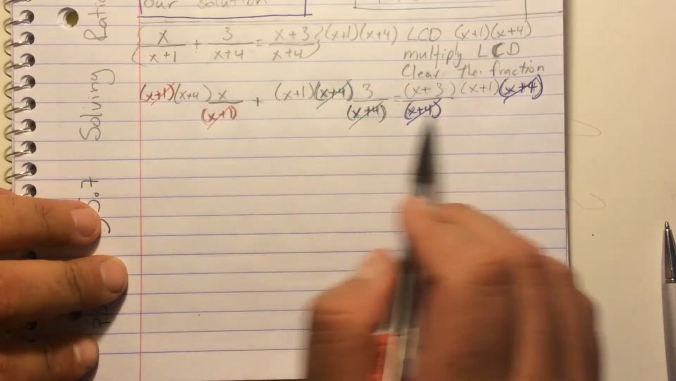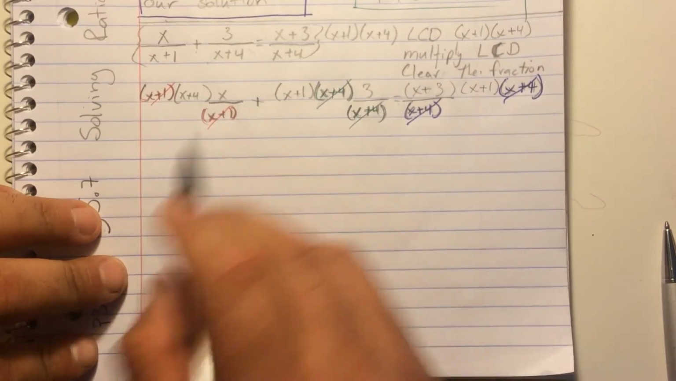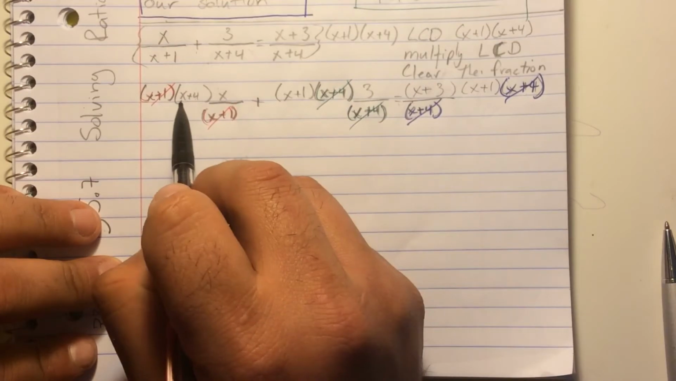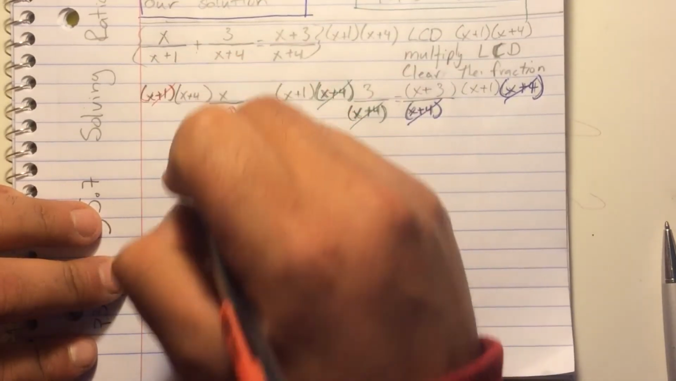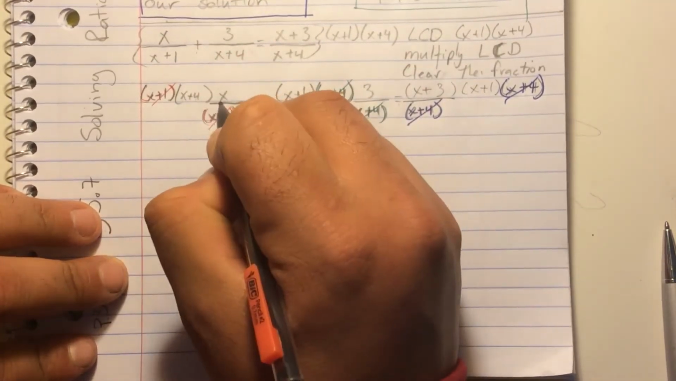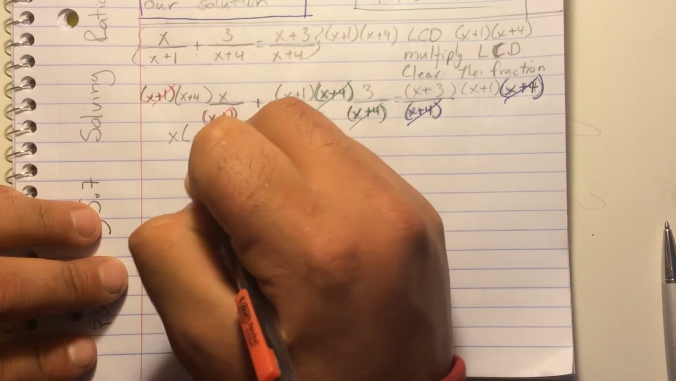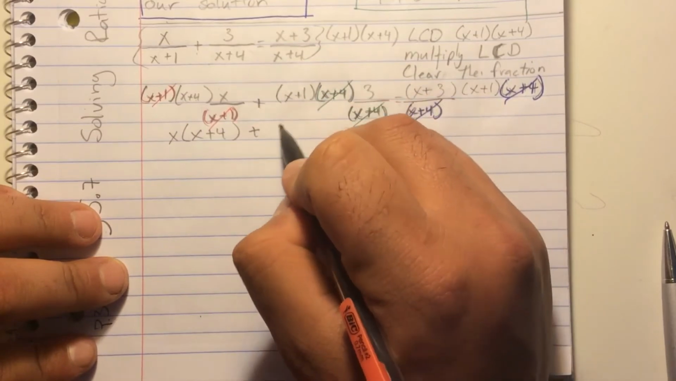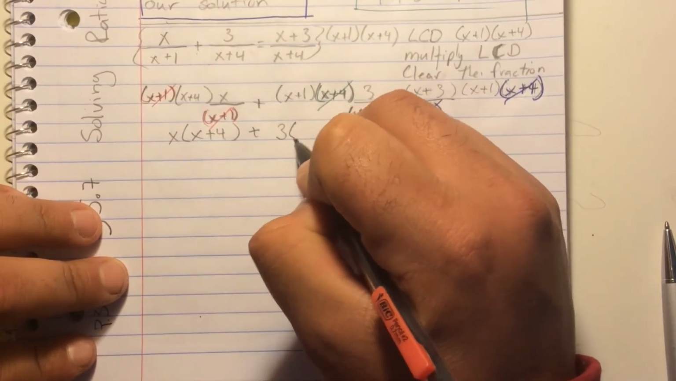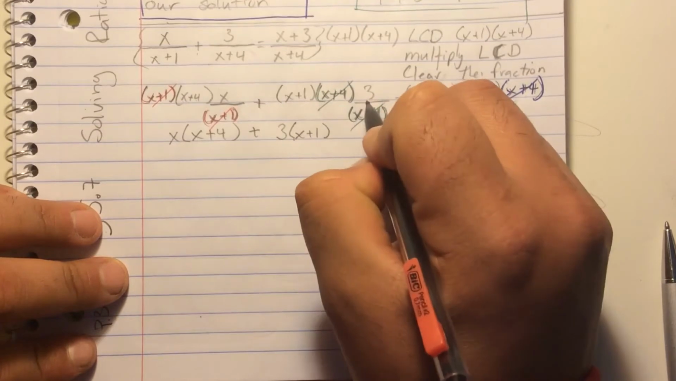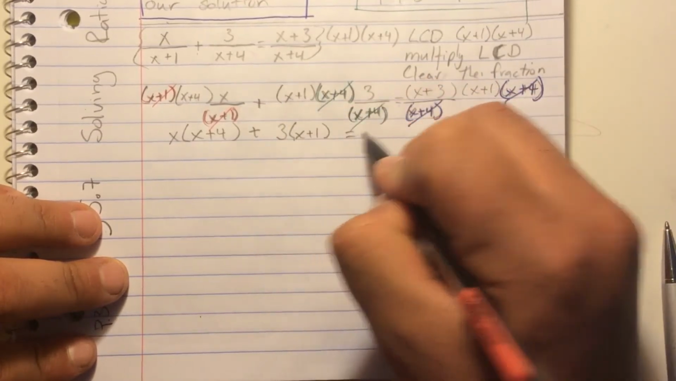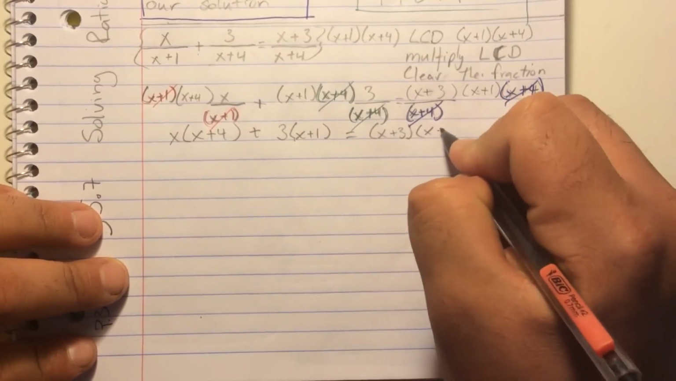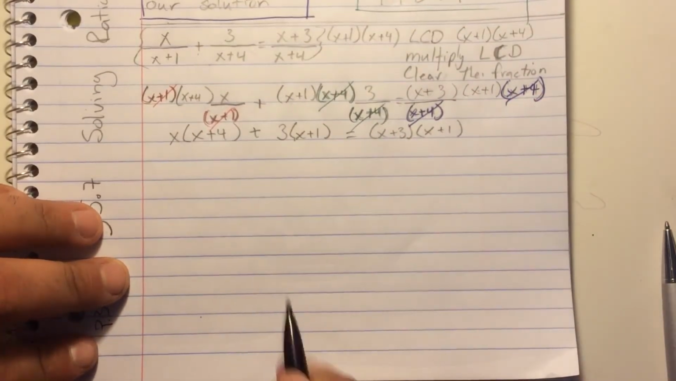So now that we factored out, what we're going to do is rewrite what we have left. I know this is x plus 4 times x, but I'm going to use the associative property of multiplication, so it's easier for me to distribute. I'm going to put the x in front, times our x plus 4, plus, same thing I did here, I'm going to put the 3 in front to make it easier to distribute, 3 times x plus 1, equal to the 2 left over, x plus 3 and our x plus 1. So we cleared the fraction.